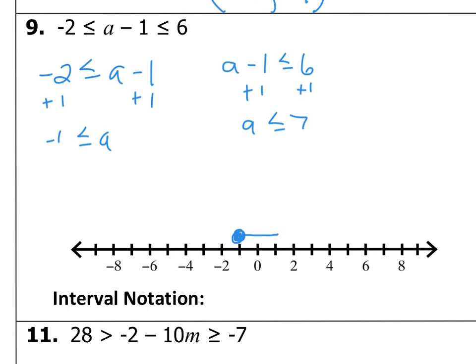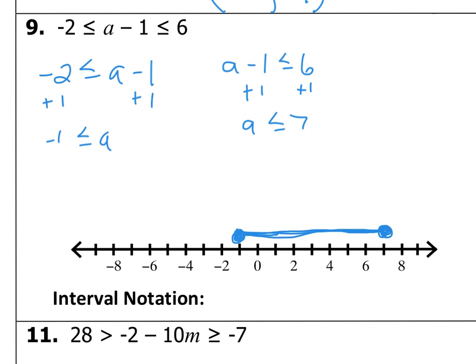So that means a has to be greater than or equal to -1, because -1 is less than or equal to a. On the right-hand side, we have a is less than or equal to 7, so we'll put a closed circle there, and we see that a is less than or equal to 7. So now we can join these two, and there's the graph of it.